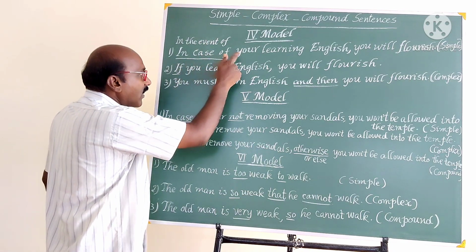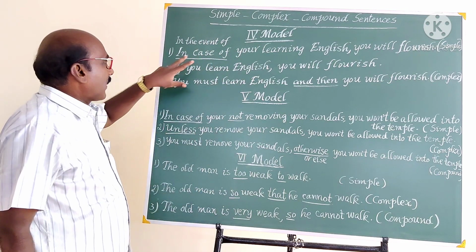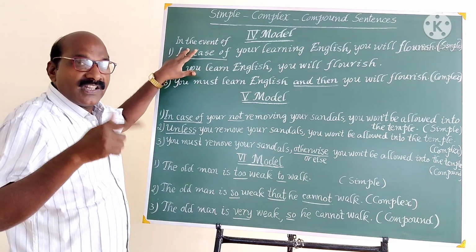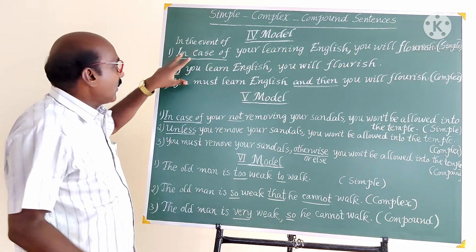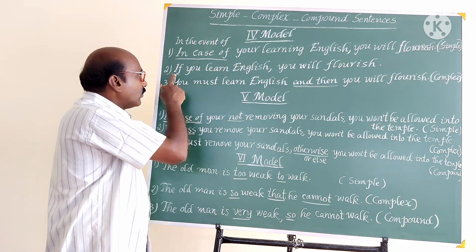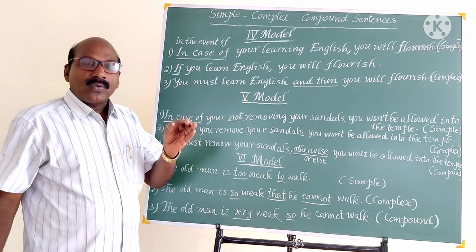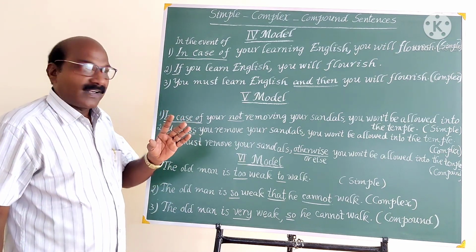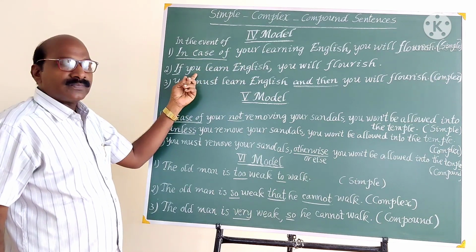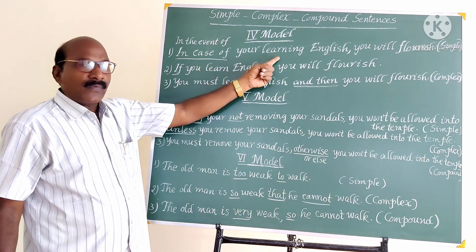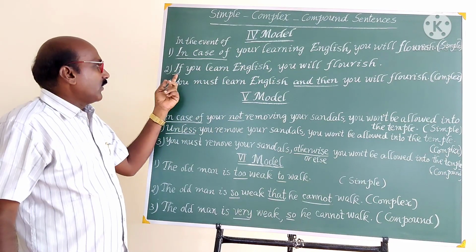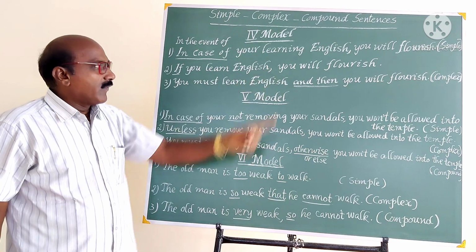Here, in case of your learning, sometimes in place of in case of, you can also use in the event of. In the event of your learning English. In case of your learning English. And here, you have to use if to make it a complex sentence. If, and the subject your becomes you. And learning, a non-finite verb, becomes a finite verb in present tense, learn. If you learn English, you will flourish.